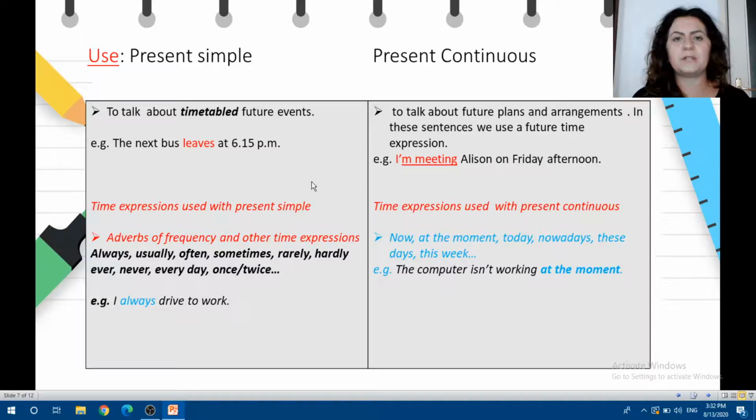Another use of the present simple tense is to talk about timetabled future events. Like in this example, the next bus leaves at 6:15 p.m. Or the present continuous tense. We use it to talk about future plans and arrangements. In these sentences, we use a future time expression. Just like in this example, I'm meeting Allison on Friday afternoon.